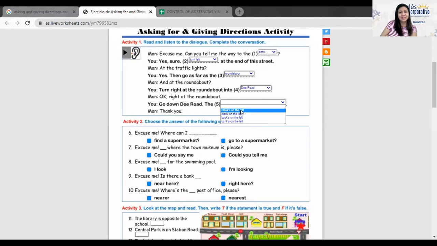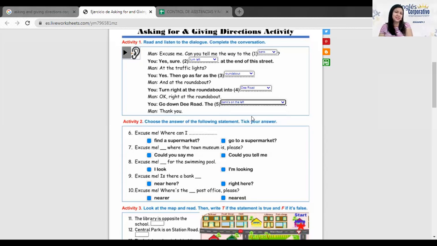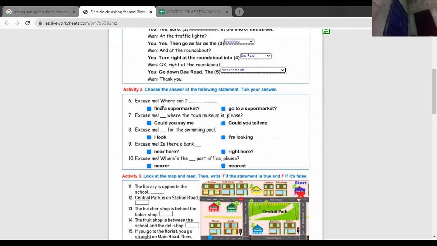The bank on the left. Bank on the left. The bank is a contraction. Bank is banks on the left. Thank you. Okay. Activity number two. Choose the answer of the following statement. Excuse me, where can I find a supermarket, or where can I go to a supermarket?